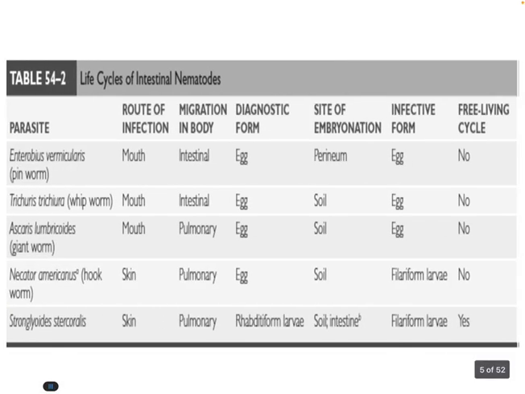Now, I would like to leave this table to the end, and probably you can revise it when you read the lecture. Here it tells you the way of infection. The first three, Enterobius, Trichuris, Ascaris, through the mouth. Necator and Strongyloides through the skin. The last three, Ascaris, Necator, Strongyloides, have a pulmonary cycle. This is very important. Their larvae migrate to the lungs, so we will have respiratory manifestations.